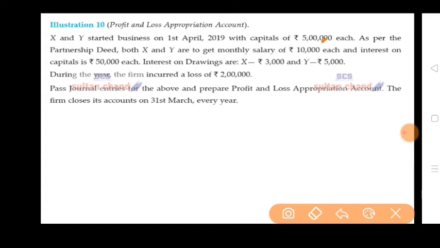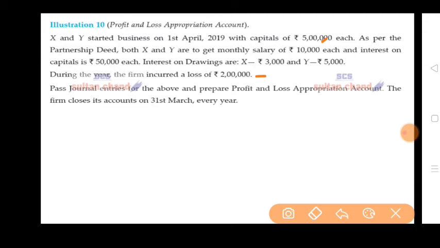So 1,20,000 will be given to X and 1,20,000 will be given to Y, and interest on capital is 50,000 each. So the interest on capital which we will give to X will be 50,000, and the same we will give to Y as 50,000. Interest on drawing is 3,000 and 5,000. During the year the firm incurred a loss of 2 lakh.